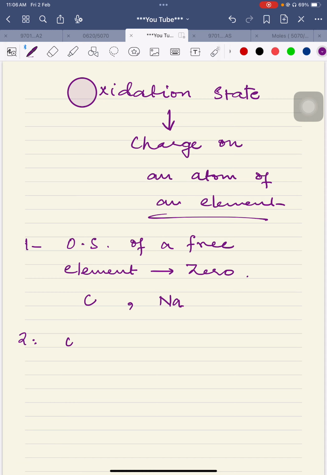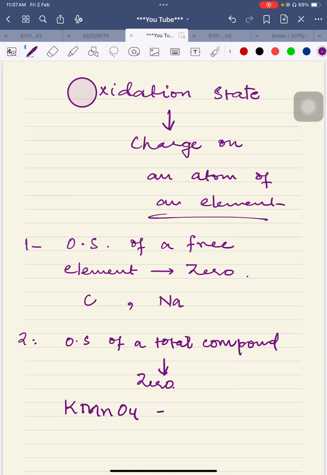Okay, the second point is that the oxidation state of a total compound is zero. How is it so? Now the point is the oxidation state of a total compound. For the complete compound NaCl, what is the oxidation state? Zero. Complete compound K2Cr2O7, what is the oxidation state? Zero. Total compound KMnO4, what is the oxidation state? Zero. So the oxidation state of KMnO4 in total is equal to zero.